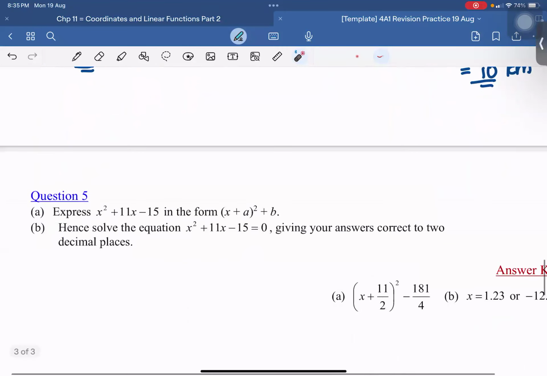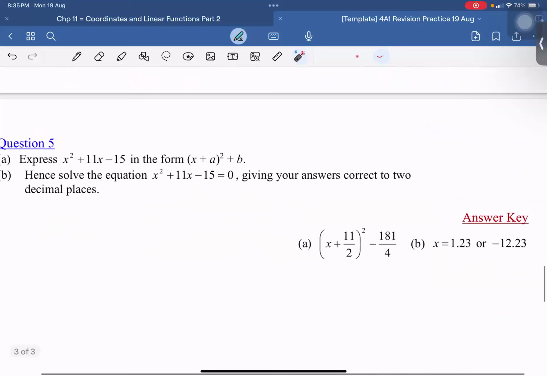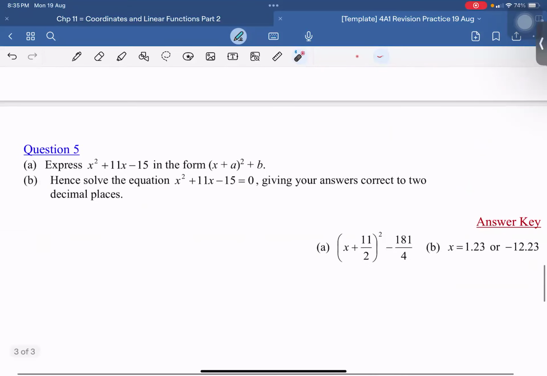That's why. Okay, next question, completing the square. This one really must score. If the question really comes out, it's a giveaway question, must know how to do. Okay, cannot waste the points.